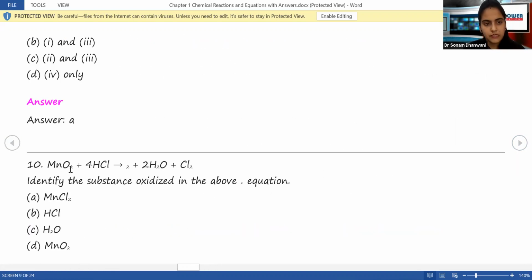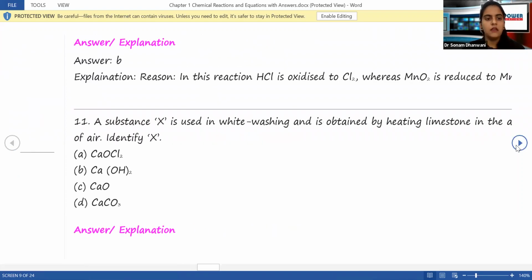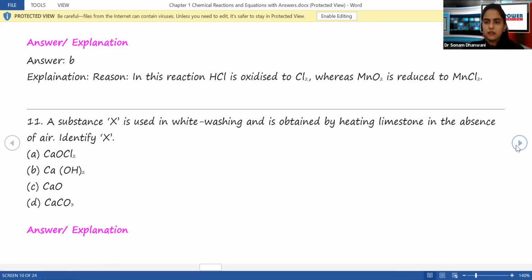See, from MnO2 the O is being removed, meaning its reduction is happening. Okay? See guys, there are very basic terms that you need to know: oxidation, reduction, decomposition, endothermic, exothermic. If you know such basic terminologies, you will not have any problem facing these MCQs. Just the basics should click in your head and you will be good with these MCQs.